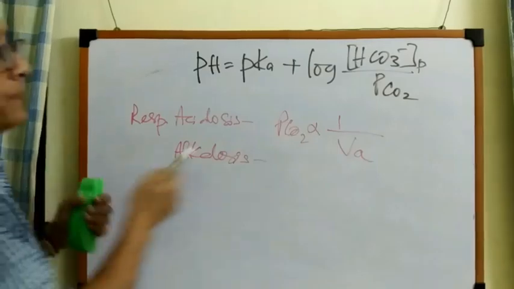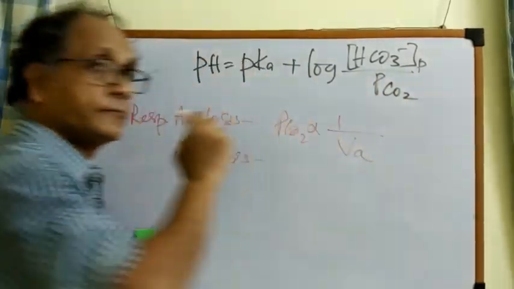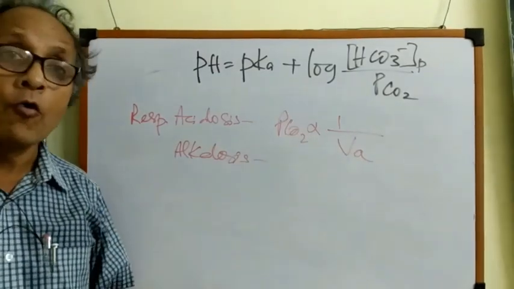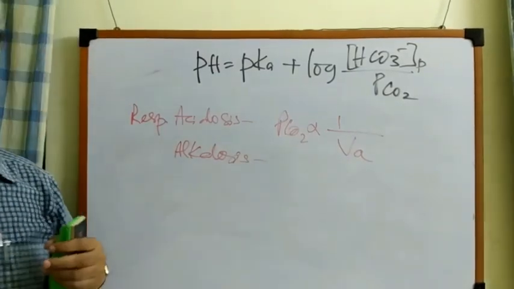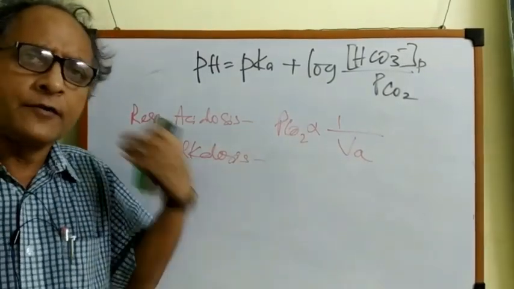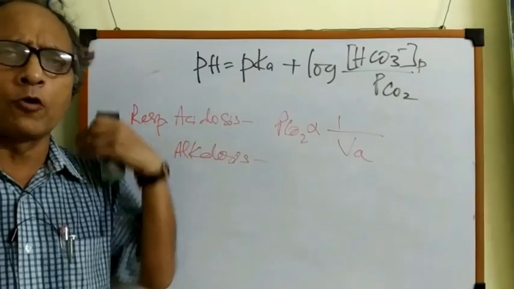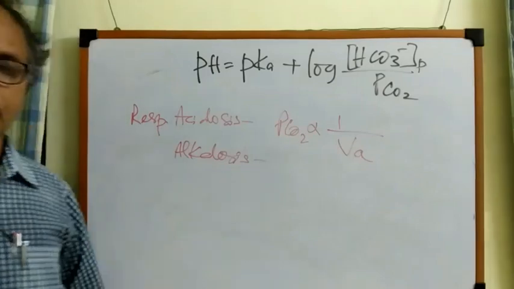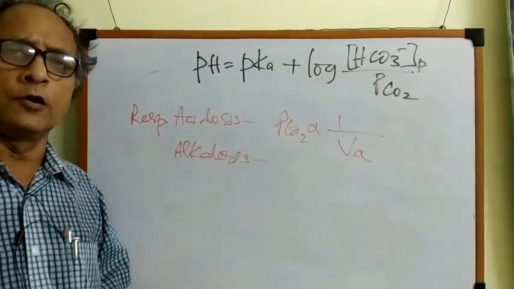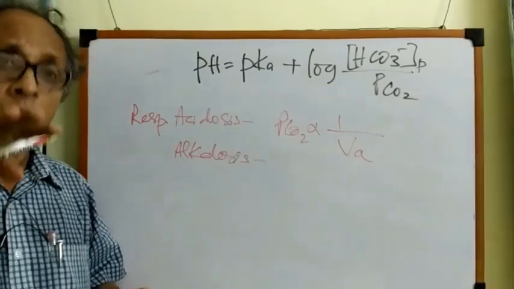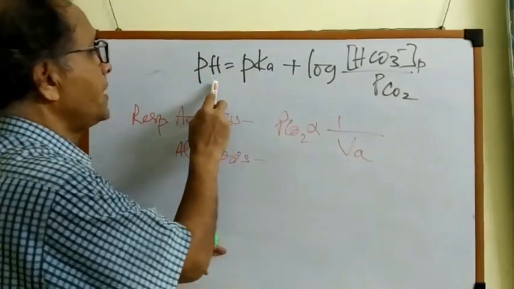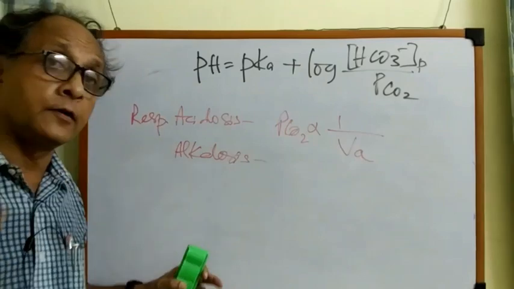Respiratory alkalosis means when PCO2 is low. When can PCO2 be low? PCO2 can be low when there is hyperventilation. That is, when we are ventilating more and more, a large amount of CO2 will be washed out. So when a large amount of CO2 is washed out, PCO2 will be reduced. When PCO2 is reduced, the pH will rise, and that is known as respiratory alkalosis.